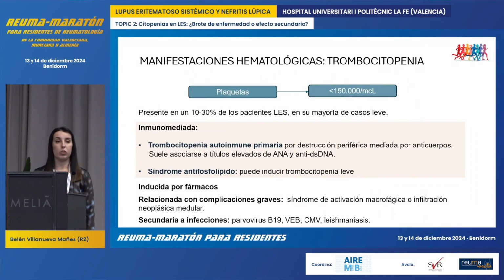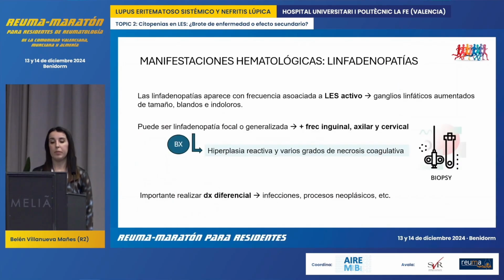Moving on to thrombocytopenia, it is defined as a platelet count of less than 150,000 per microliter of blood, and is present in 10–30% of patients. In most cases, it tends to be mild. It can also be immune-mediated, such as primary autoimmune thrombocytopenia, caused by antibody-mediated platelet destruction, or that associated with antiphospholipid syndrome. Additionally, it can also be secondary to medications or related to serious complications such as macrophage activation syndrome, or bone marrow neoplastic infiltration, or secondary to infections, as with the others.